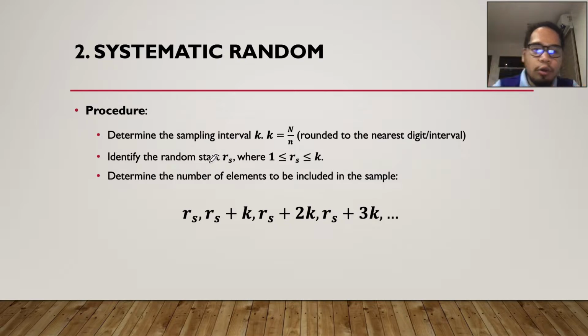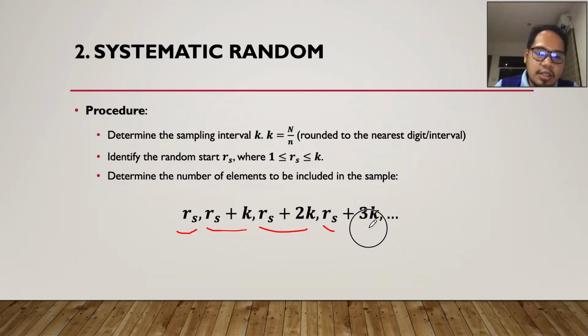After you know your k, your skip count, you need to identify your random start, R sub s. From the word itself, it should be random. You can ask someone not related to your study or not a co-author to produce a random number from 0 to your kth interval. Just let it be random as much as possible. Determine the number of elements to be included in the sample. The first one should be your random start, because you will start at that certain participant. The next one should be your random start plus your interval.